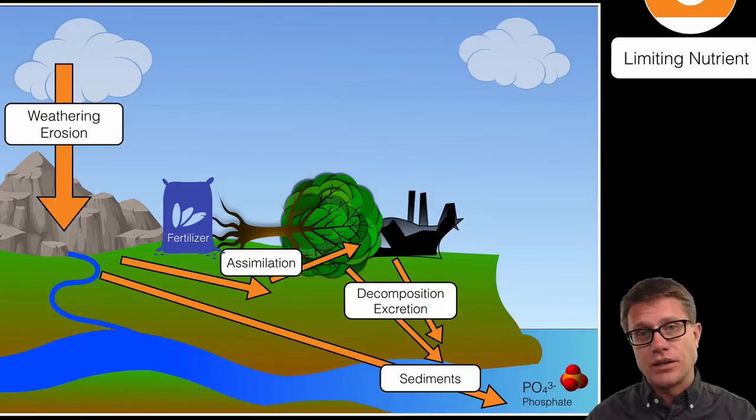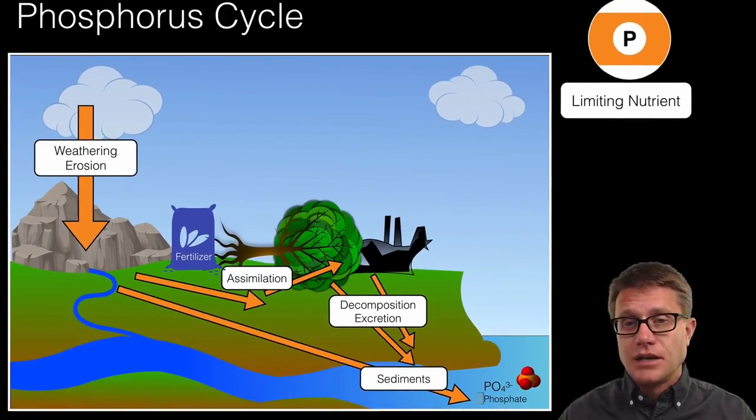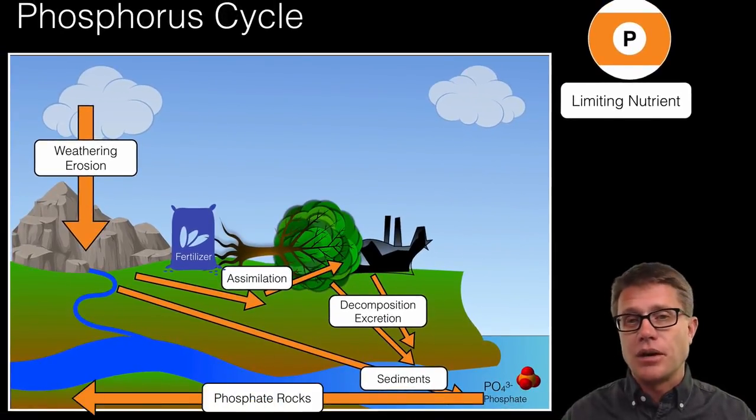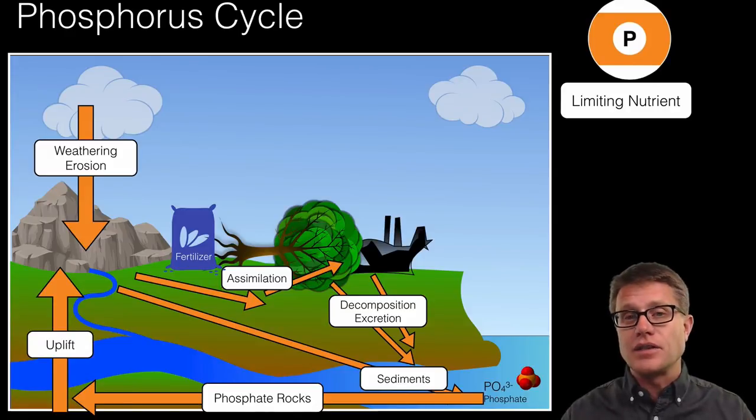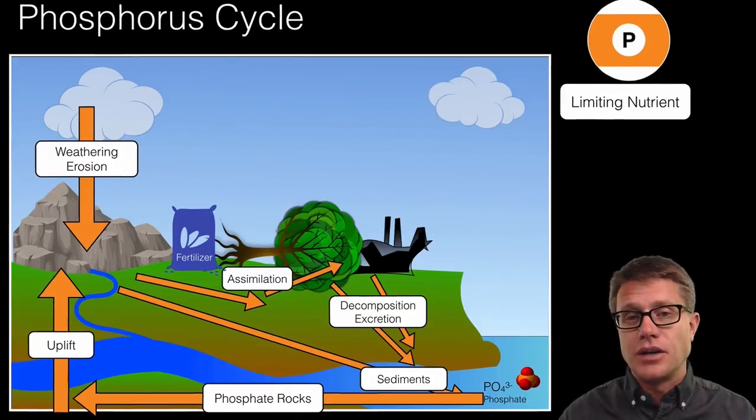It eventually works its way to the ocean, and then it eventually settles out in these sediments. And so it never goes to the atmosphere. It becomes part of these phosphate rocks, which are then uplifted again. And so it takes a long time for this cycle to turn because we don't include the atmosphere.